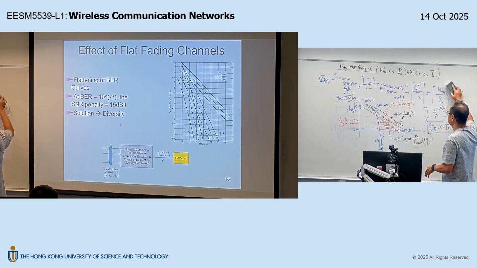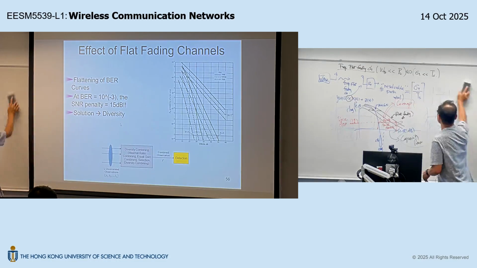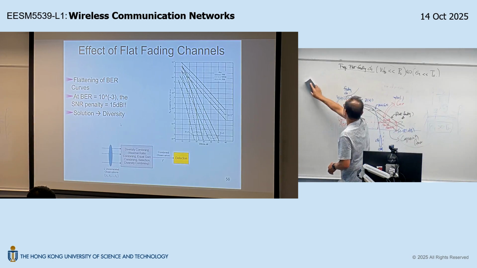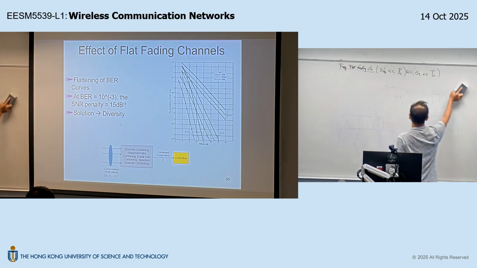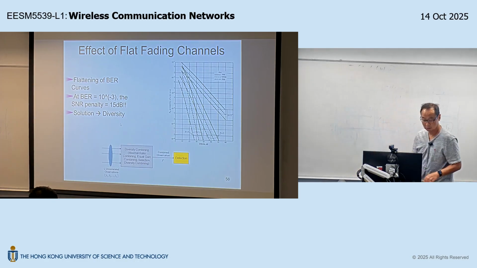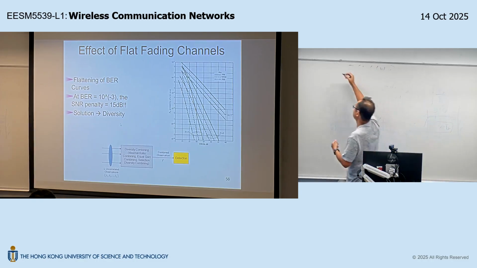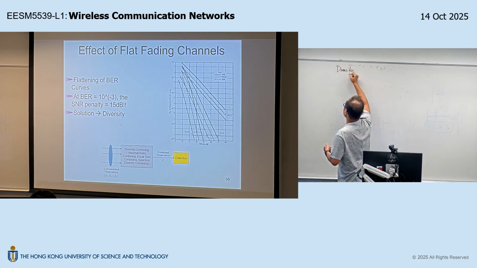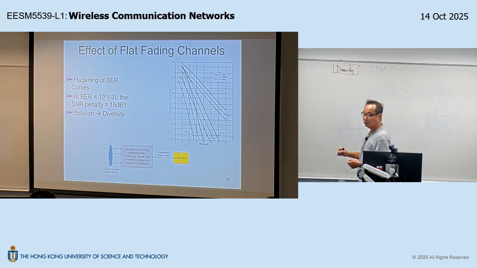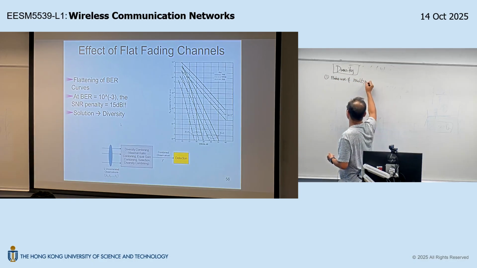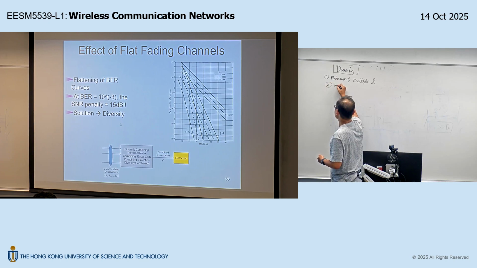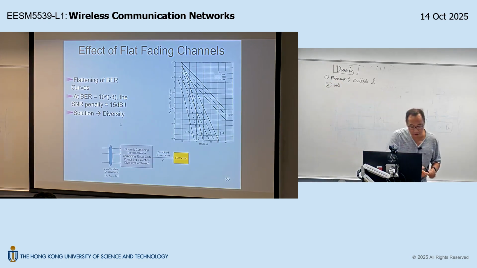So in the context of communication, the solution roadmap is to exploit diversity. But what is diversity? So diversity involves 2 elements. Number one is you try to make use of multiple attempts. The second element is independent. Okay, let me split out these 2 points.